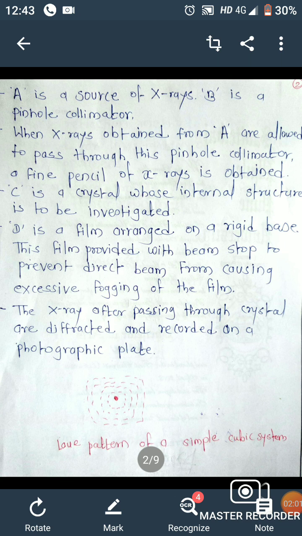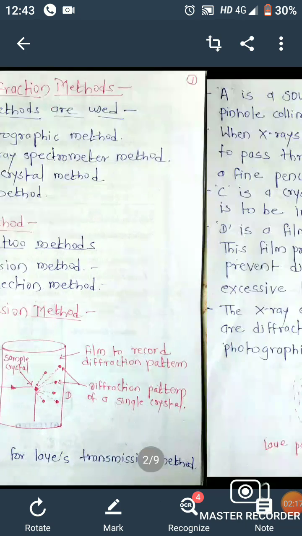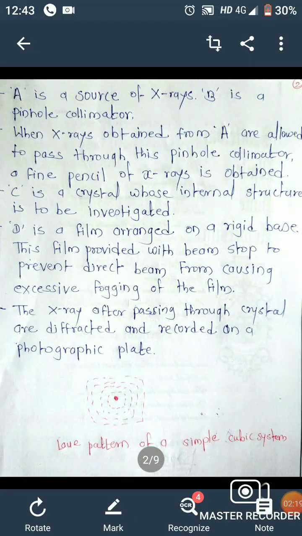Then C is a crystal whose internal structure is to be investigated. C is the sample crystal whose internal structure we want to find out. And D is a film arranged on a rigid base, and this film is provided with a beam stop to prevent the direct beam from causing excessive fogging of the film. The X-rays after passing through the crystal are diffracted and recorded on a photographic plate.